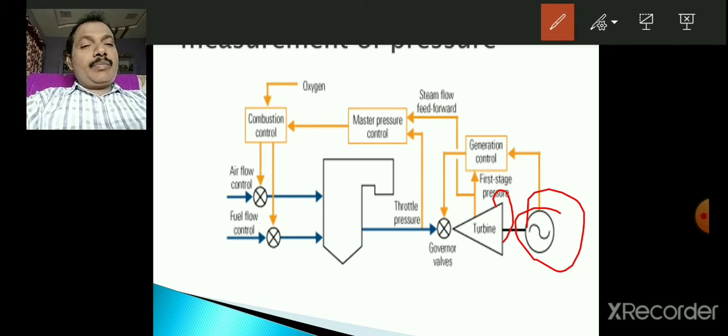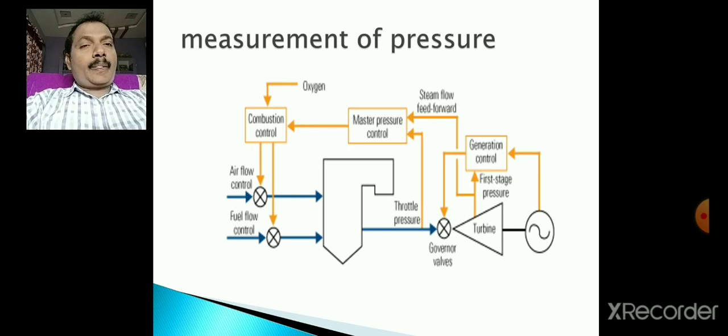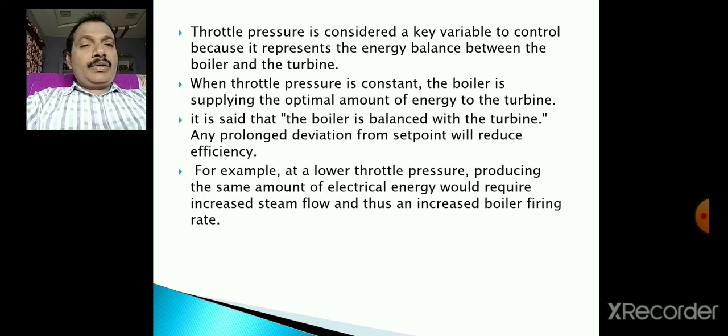So this is the boiler here, and we have measured the throttle pressure, which is used as an element for controlling the input raw materials, in which proportion they are allowed to the boiler section. So this is the measurement of pressure.